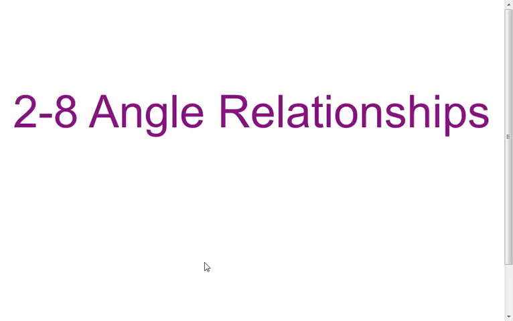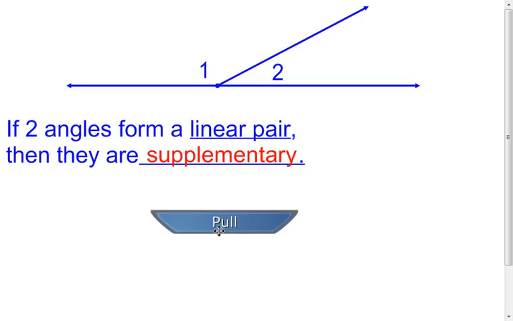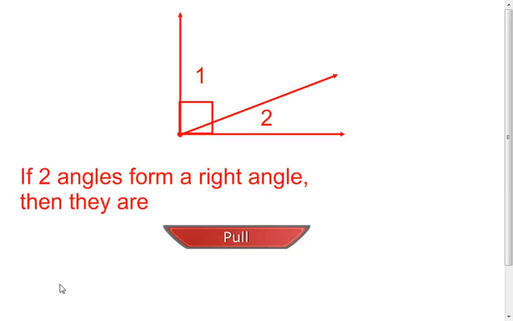During this lesson, we're going to look at different relationships between angles. The first example that we're going to look at would be two angles that form a linear pair. So in this example, we have angle 1 and angle 2 together forming a linear pair, as you can see. Well, then what are we going to know about those two angles? Well, we're going to know that they're always going to be supplementary. So if we add the measure of angle 1 and the measure of angle 2 together, it's always going to equal 180 degrees.